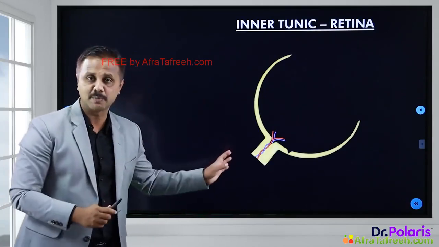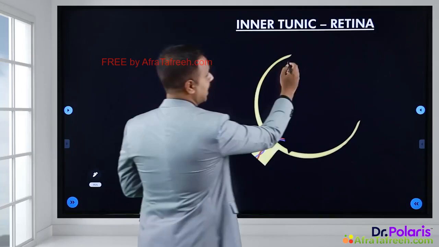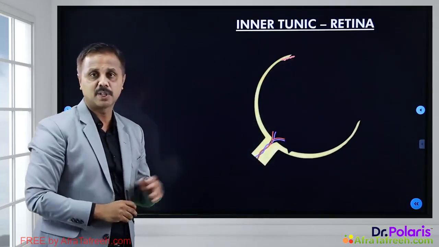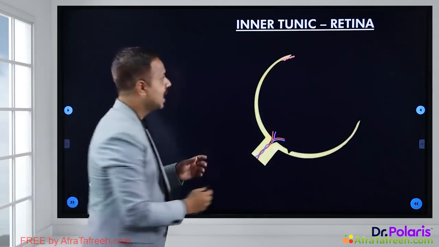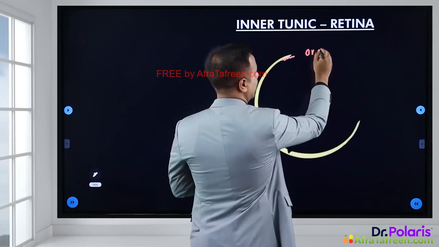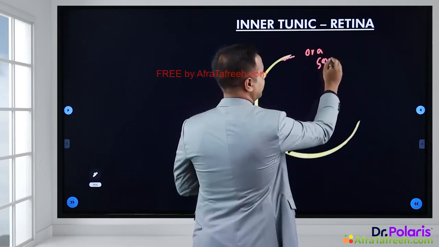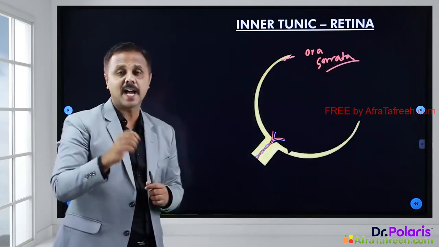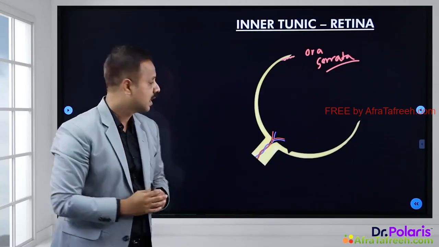Retina, as we know, is the innermost tunic. The anteriormost part of the retina undergoes a serrated ending close to the anterior part of the eyeball, and this is known as the ora serrata, the anterior ragged edge of the retina.